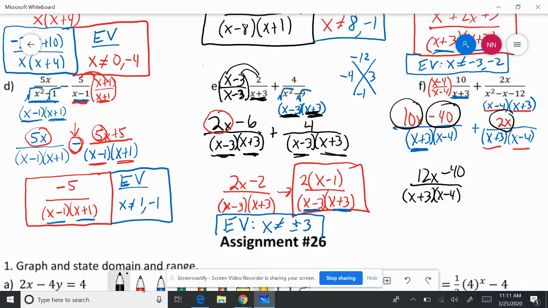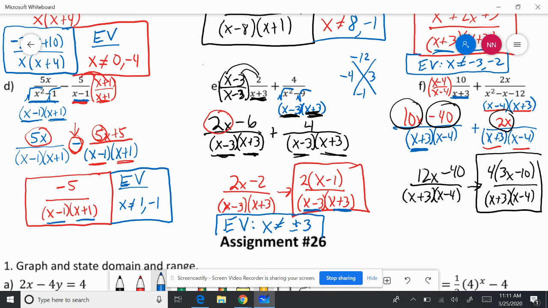Now, when I'm looking at this, what I notice is that they have a 4 in common. So I'm going to factor out a 4. I get 3x minus 10. That gives me my first answer.